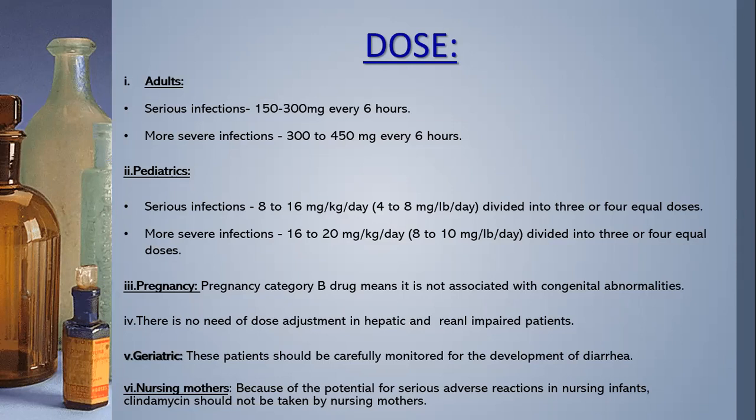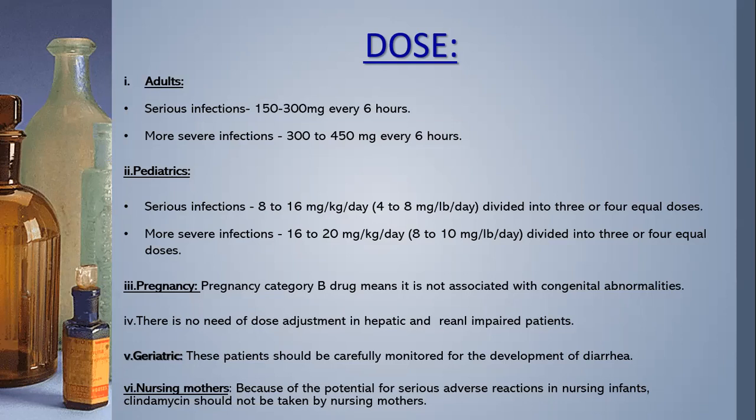In pediatrics, it is also given according to the condition. In serious infection, it is given at 8 to 16 milligram per kilogram per day, which is divided into 3 or 4 equal doses. And in more severe infection, the dosing is 16 to 20 milligram per kilogram per day, which is also divided into 3 or 4 equal doses.